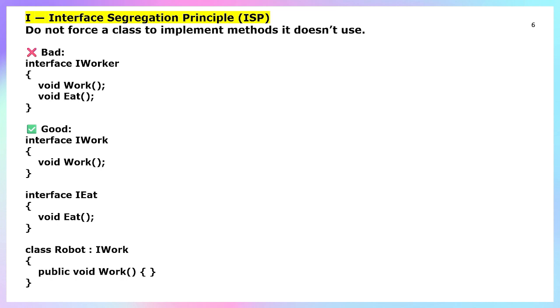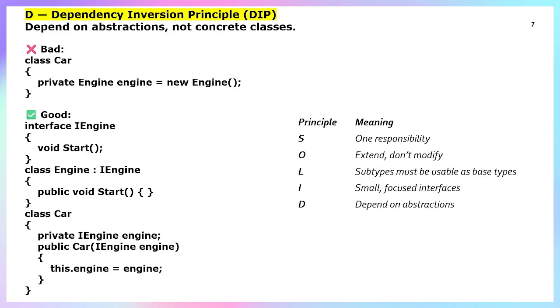Interface Segregation principle: do not force a class to implement methods it doesn't use, like interface IWorker with void Work and void Eat. Interface segregation means we use small interfaces. In this interface we are writing two methods, one is Work and another is Eat. So separate them: interface IWork with void Work, interface IEat with void Eat. Public class Robot : IWork, we can use. This is not the good way, but this is the good way. We are segregating the interface into small pieces. That is interface segregation.